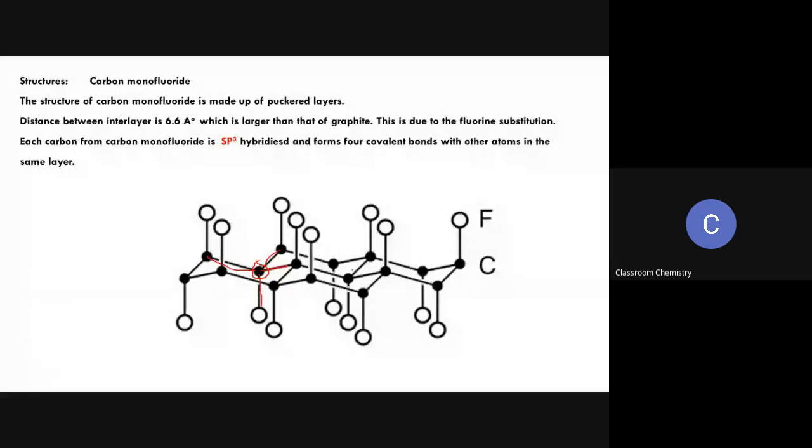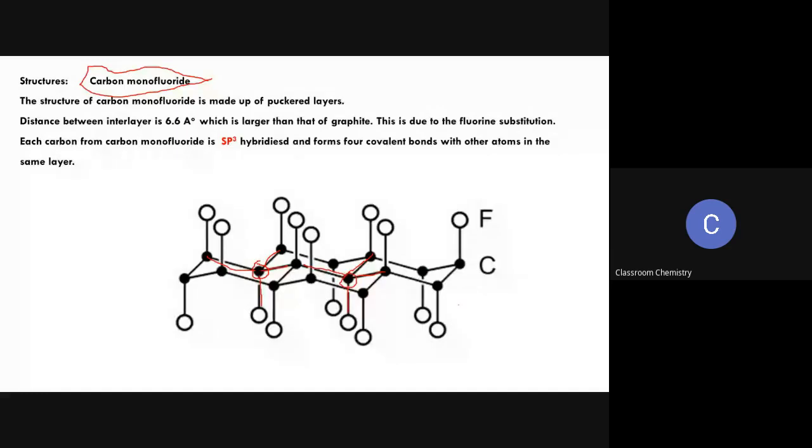If you take this carbon as an example, this is the first bond, this is the second, this is the third, and this is the fourth. This is because each carbon in carbon monofluoride is sp3 hybridized and forms four covalent bonds with the other atoms in the same layer. This is the structure of carbon monofluoride.